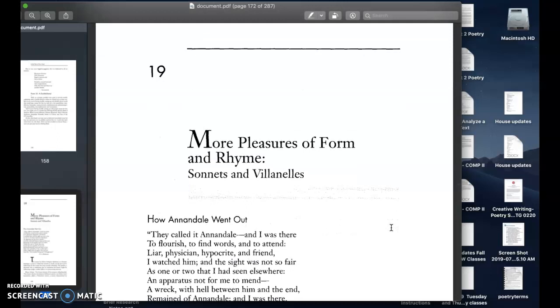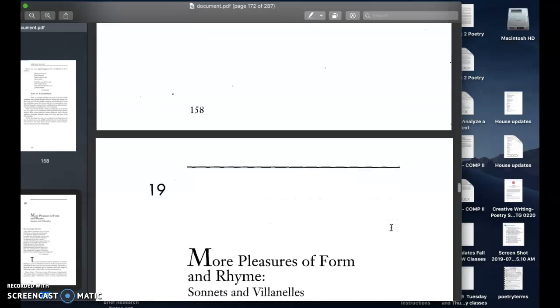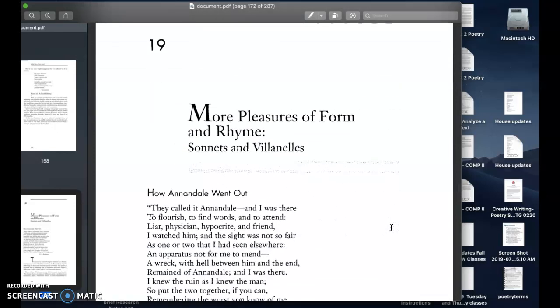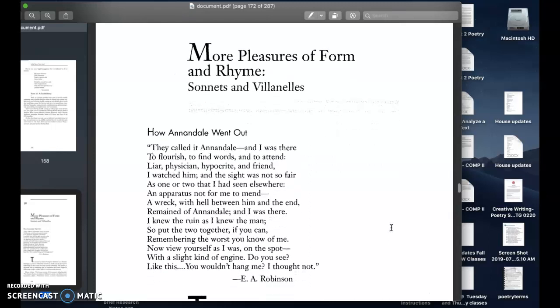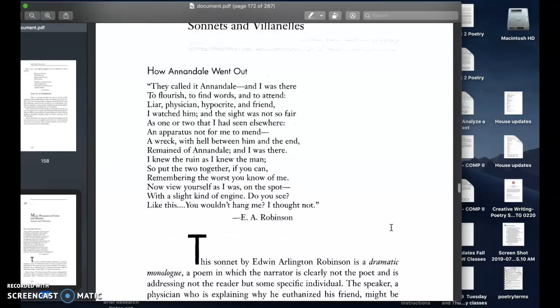Chapter 19 piggybacks off of that and talks about more pleasures of form and rhyme, and that's sonnets and villanelles. So let's look at how to approach these in our chapter here.